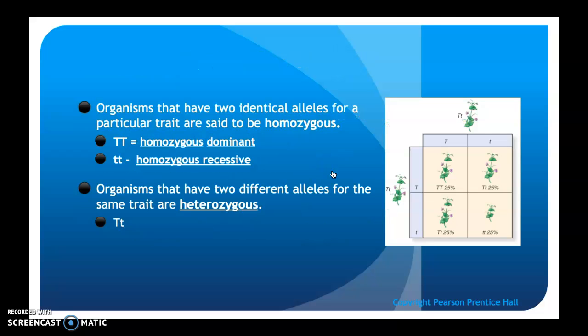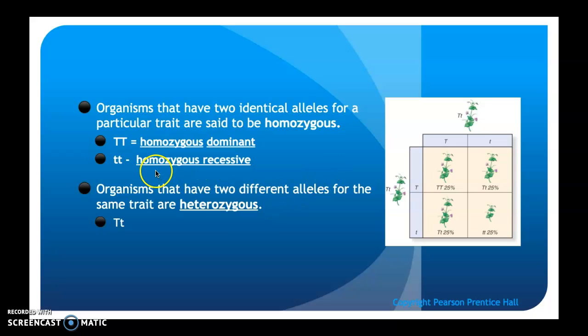All right, some more vocab words that will be very important as we go forward this week. Organisms that have two identical alleles for a particular trait are said to be homozygous. Homo means the same. So if you receive, or in this case of a pea plant, if you look at the picture to the right, and we're going to talk about Punnett squares, the picture to the right is called a Punnett square, and we'll learn about that more.